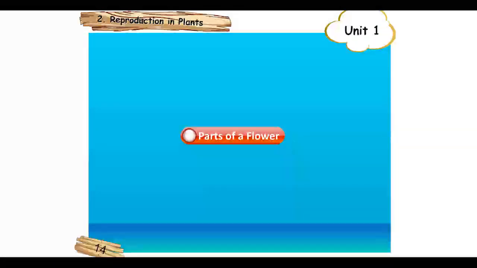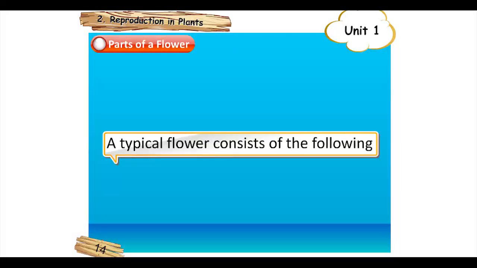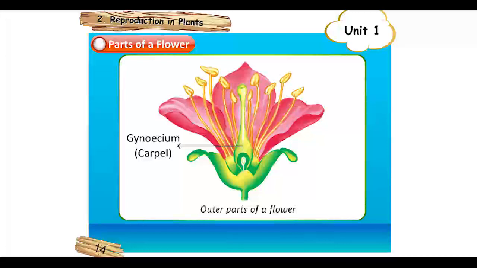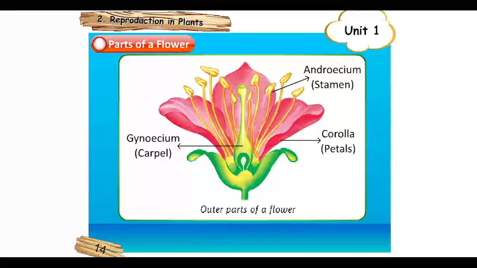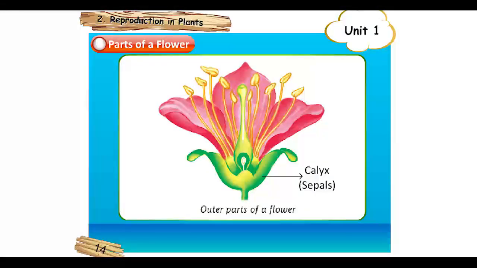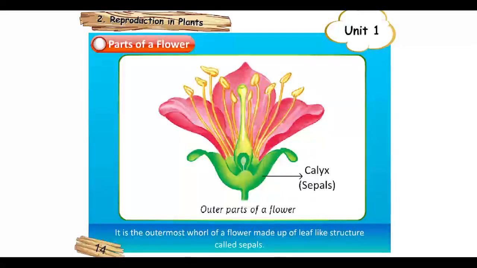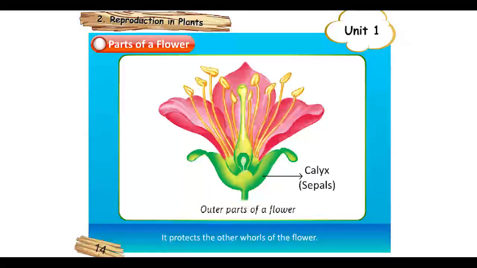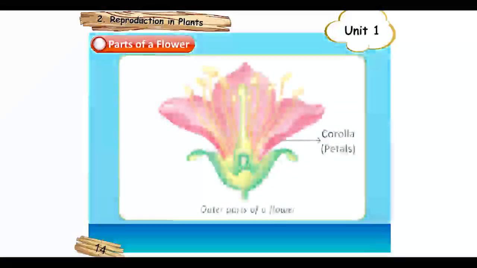Parts of a flower. A typical flower consists of the following parts: gynoecium or carpel, androecium or stamen, corolla or petals, calyx or sepals. Outer parts of a flower. 1. Calyx or sepals. It is the outermost whorl of a flower made up of leaf-like structures called sepals. It protects the other whorls of the flower.